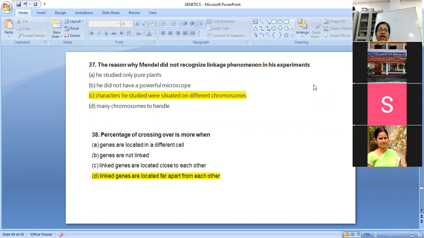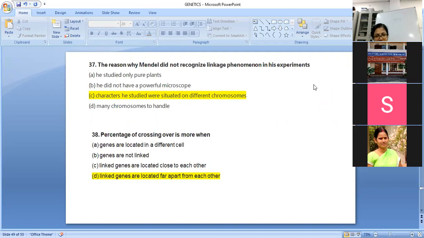Okay, but we cannot guarantee that in pure plants there will be no linkage. He did not have a powerful microscope. Okay, admitted, he did not have a powerful microscope. Characters he studied were situated on different chromosomes and many chromosomes to handle. So of all the options, what is the best one? He did not recognize linkage because the characters he studied were situated on different chromosomes.